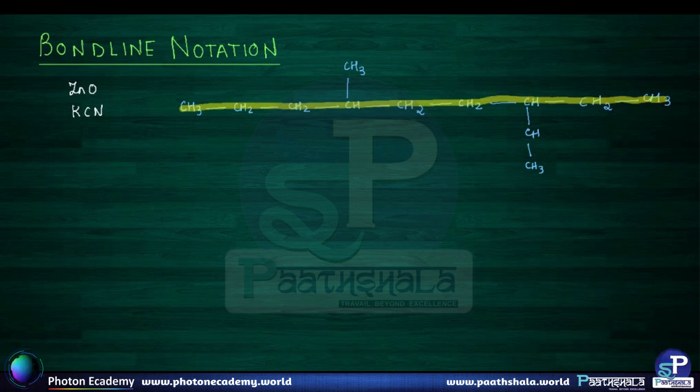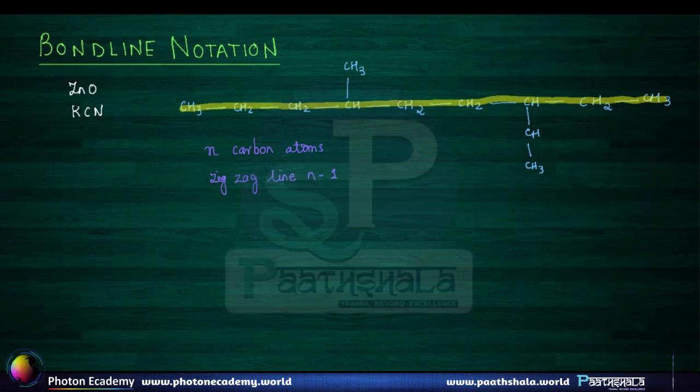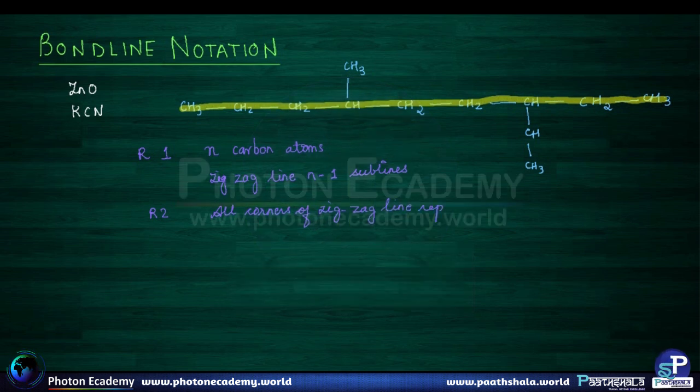To draw bondline notation, just remember 2 rules. If you have n carbon atoms, you need to draw a zigzag line having n minus 1 sublines. This is rule number 1. And rule number 2 is, all the corners of the zigzag line represent carbon.